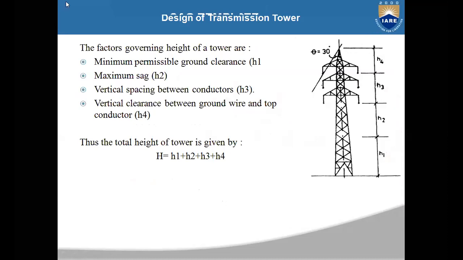Right, how can you design the transmission line tower? While designing the transmission line tower, you have to keep some important points in mind. The factors which govern the height of the tower: first, the minimum permissible ground clearance, which we call H1. So a minimum clearance should be there between the ground and your conductor. Let it be H1. Then you should have the maximum SAG.